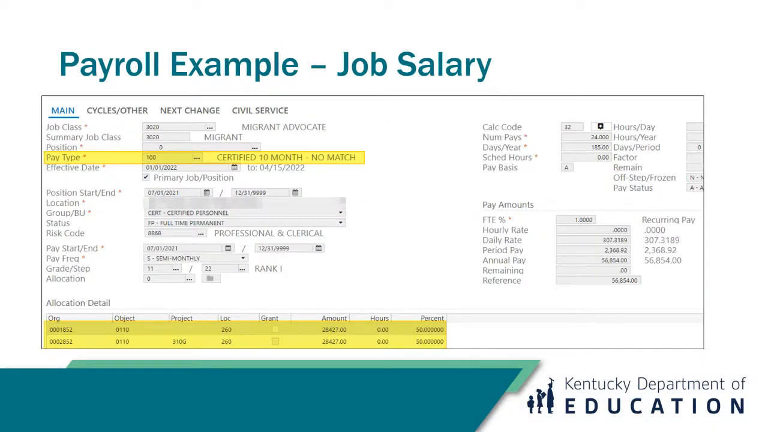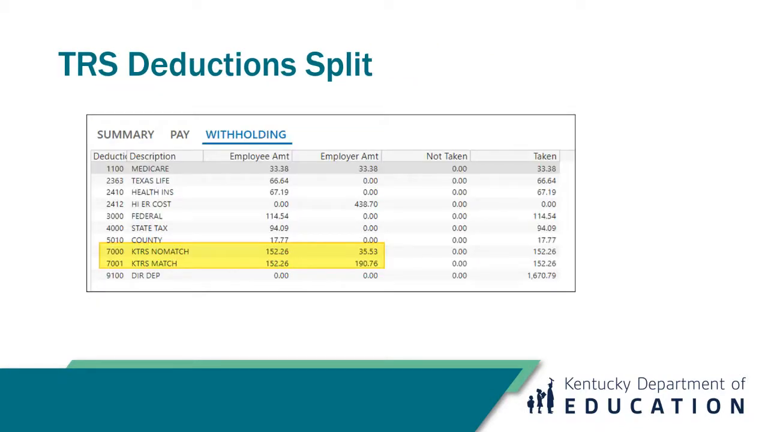And this is an example in job salary. We have an employee, pay type 100 is certified, no match pay type, but down below is the allocation detail. If you note, the allocation code field is blank. It is actually allocated directly underneath in the detail. The employee is split 50-50, with 50% of their pay on the first line to a general fund no match deduction and 50% to a federal code. So when you process payroll, they'll still have those two deductions and it will calculate the amounts.